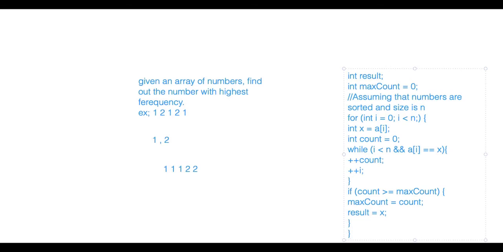So after moving away from the loop, what is the value of result here? Result is 1. And max count is 3.